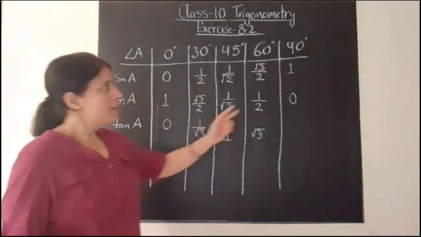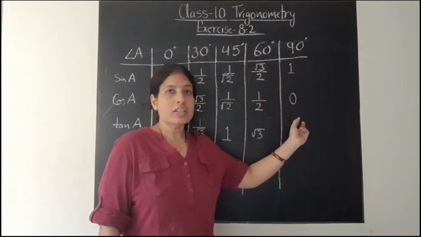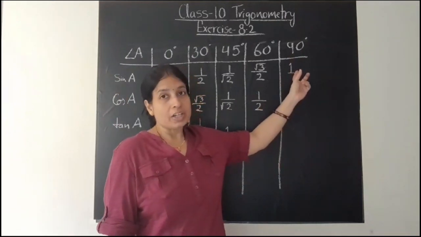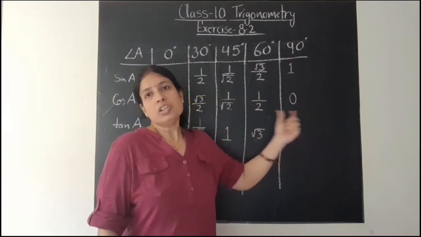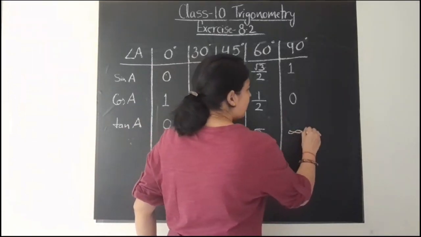After that tan 90. Tan 90 is equal to sin 90 divided by cos 90. Sin 90 is 1. 1 is divided by 0. So it will come infinity. So you can write not defined.